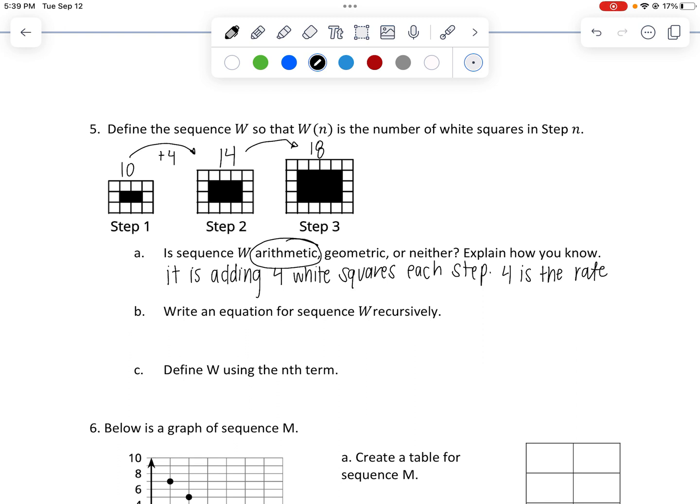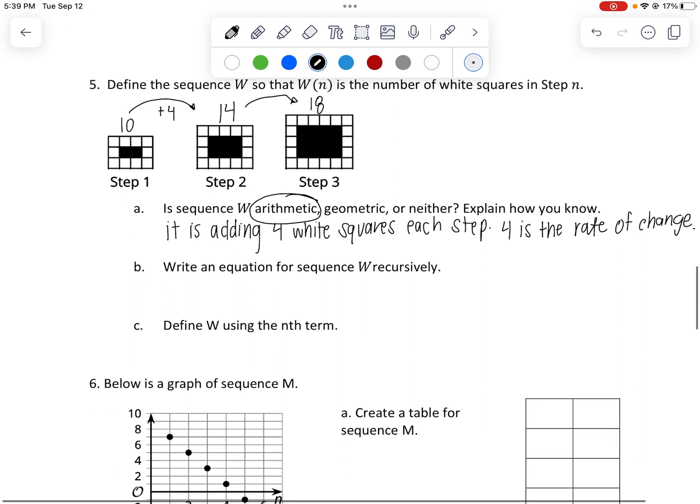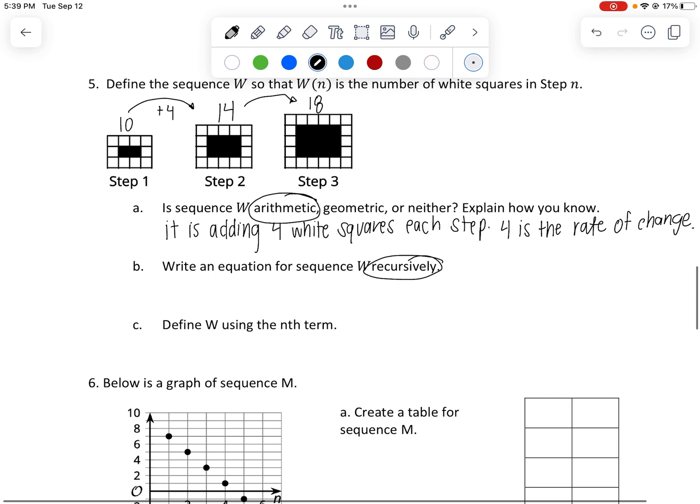It's always good to use the vocabulary from the unit. So rate of change, growth factor, things like that. Recursive means we're using the notation of the term before. And for recursive, we need three things. We need where we're starting at. So we are starting at step 1. So W of 1 is equal to 10 squares.